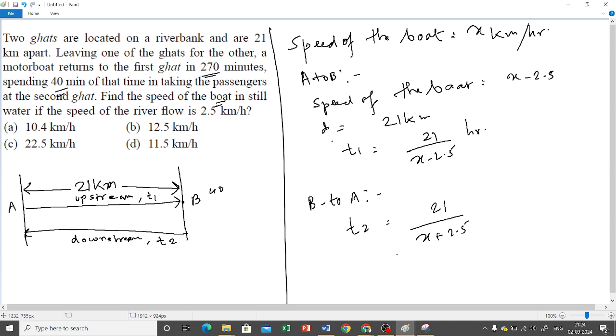Now let me ask, which one is more? T1 is more or T2 is more? Can anybody tell me? Shritama, everybody is saying incorrect. You tell me, T1 what? T1 is more. Okay, let me take T1 is more. So T1 minus T2 is 230 divided by 60.